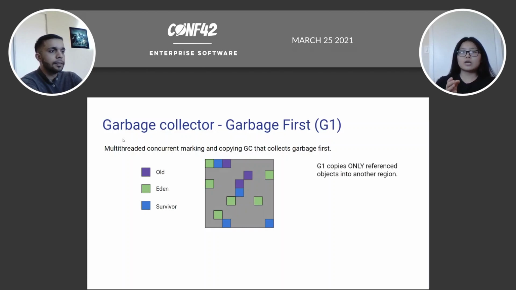Looking at this picture, this is how Garbage First looks at the heap. In this example, we want to process these three highlighted regions. What will Garbage First do? It will copy all the referenced objects in those regions and then move them to where the arrow is pointing, so to the blue region. And once all the referenced objects are copied, then the old regions will be deleted.